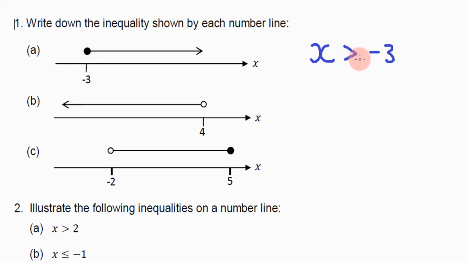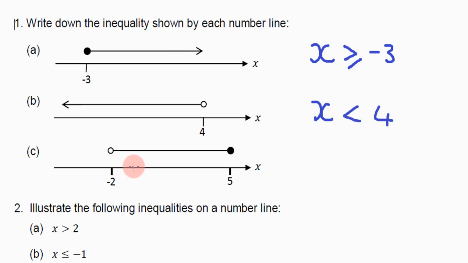So we need an equal to sign here. So x is greater than or equal to -3. In B, the arrow is pointing to the left of 4. So we know that x is less than 4 because all numbers to the left of 4 will be smaller than 4. The circle here tells us that we must exclude 4. So we won't write equal to as well. So here x is strictly less than 4.